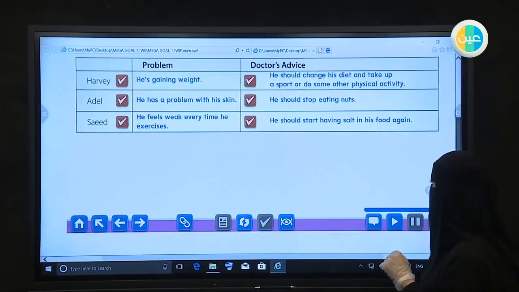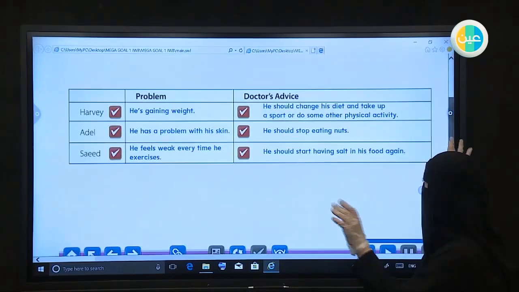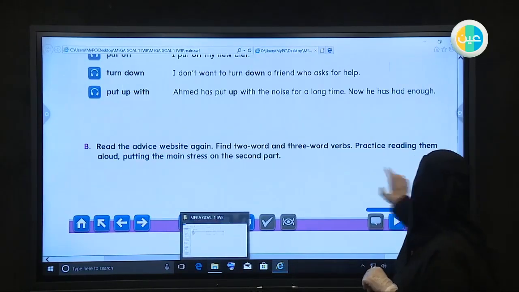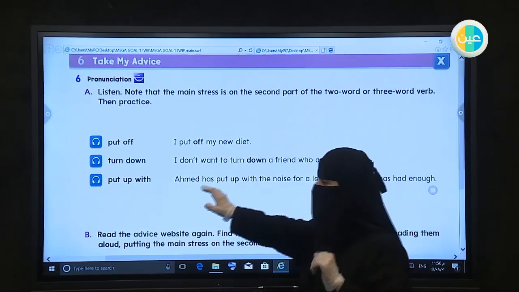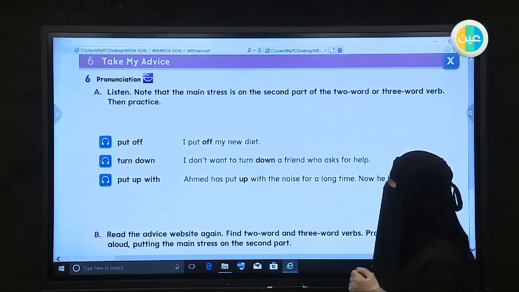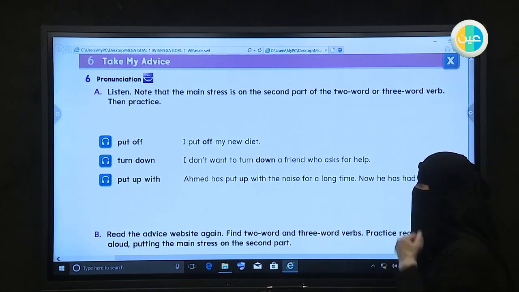Okay, this is the second point of our lesson today. Let's check what we have more. So the third one we have today is pronunciation. Listen, note that the main stress is on the second part of the two- or three-word verbs. Then practice.